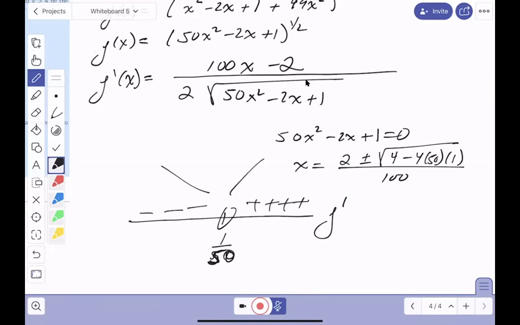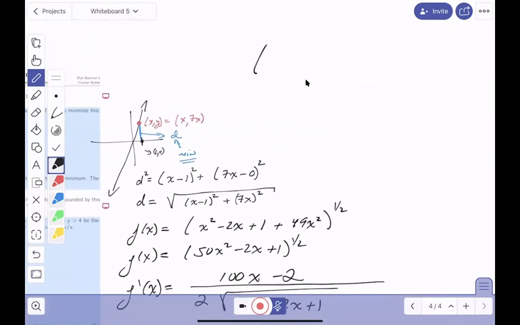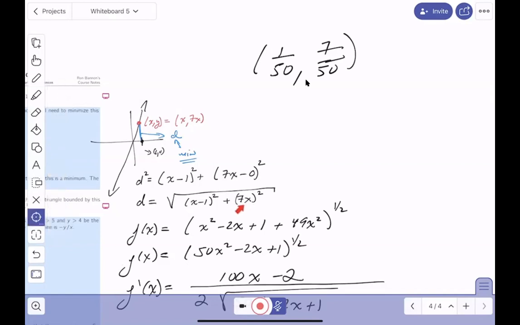All right. So that's where we're looking at the closest thing. So what's our point? Let's write it down now. We found x to be 1 over 50, and we found the y to be 7 times that number, which is 7 over 50. All right. Let me point out my error last time. When I squared this last time, I said 7x squared. It's not 7x squared. That's crazy. It's 49x squared.